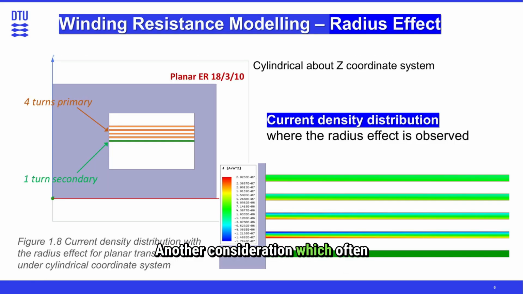Another consideration which often gets overlooked in planar magnetics design is the radius effect. Because the conductor width is much larger than its thickness, the inner edge of the winding ends up having lower impedance than the outer edge. That means more current tends to flow along the inner edge of the conductor. This uneven current distribution is what we refer to as the radius effect, and it could have a noticeable impact on AC resistance and leakage inductance.